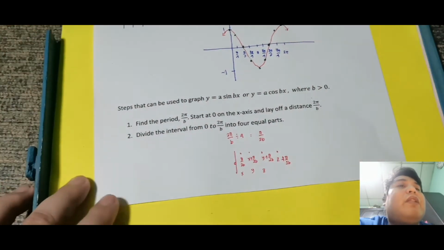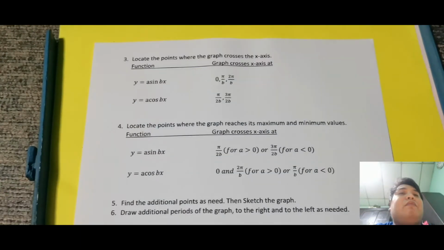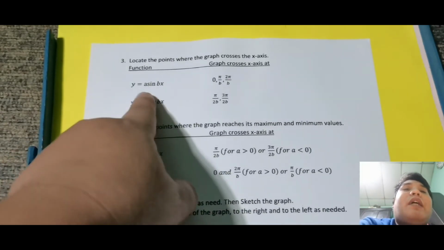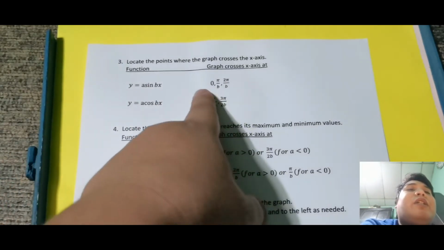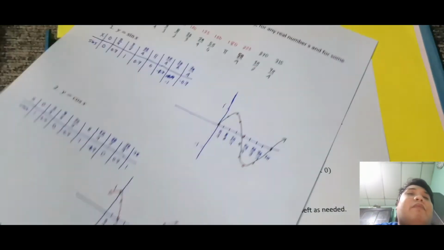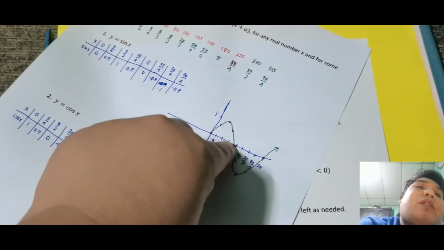Okay, so ulit, ayun pala yung dalawang methods, o yung dalawang steps. Number 3 is locate the points where the graph crosses the x-axis. So, locate the points. Yun nga, after mo ma-divide, ang gagawin natin, locate the points kung saan nagko-cross yung x-axis. Okay, so, ito yung function: y equals a sine bx, tapos y equals a cosine bx. Pag a sine bx tayo, magkocross siya sa 0, sa pi over b, sa 2 pi over b. So, yung mga point kung saan nag-cross siya doon.